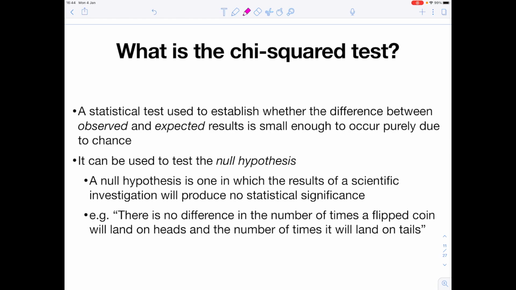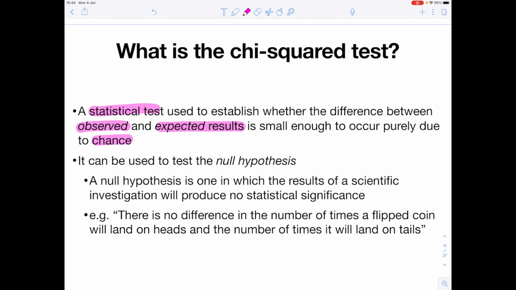So let's first of all look at what the chi-squared test is. It's a statistical test used to establish whether the difference between observed and expected results is small enough to occur purely due to chance. Notice it has to be used where we have a particular outcome that we expect and we have a list of observations, and we're looking to see if those observations are different from the expected results due to random chance or because there is a significant difference.